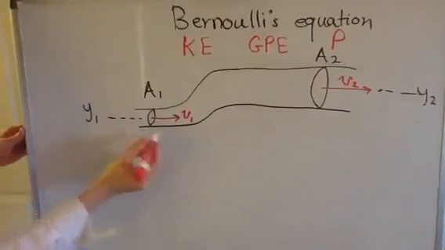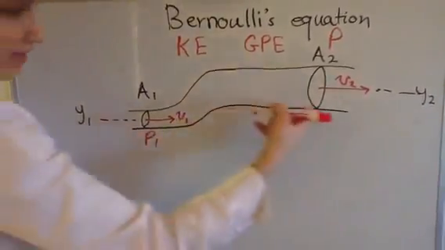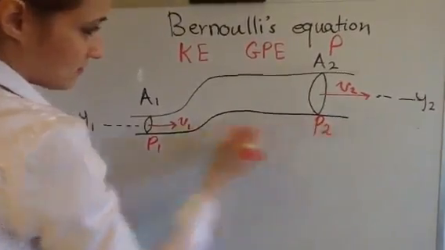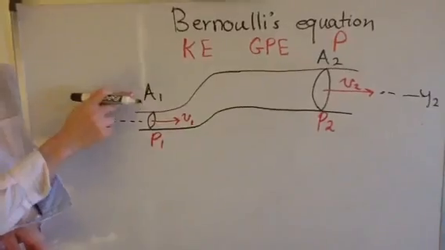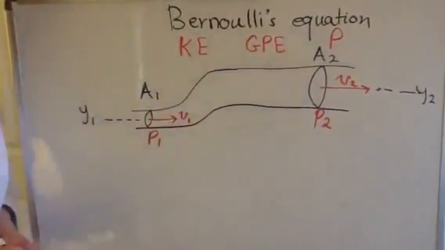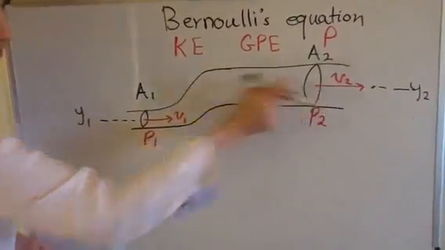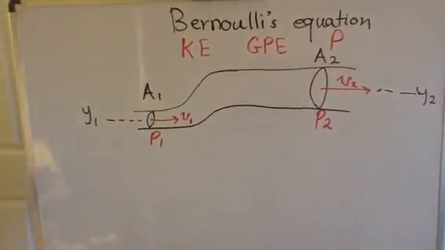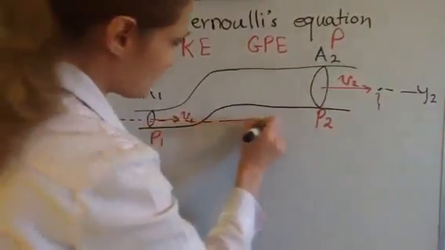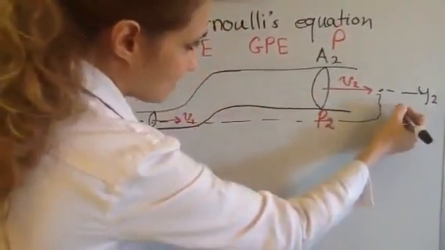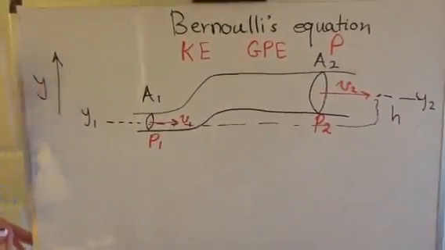The pressure here is P1, which is much more than the pressure here, P2, because the cross-sectional area here is less than the cross-sectional area here. Thus, the velocity here is more than the velocity there. The difference between the two heights is h, and here is the increase in y.